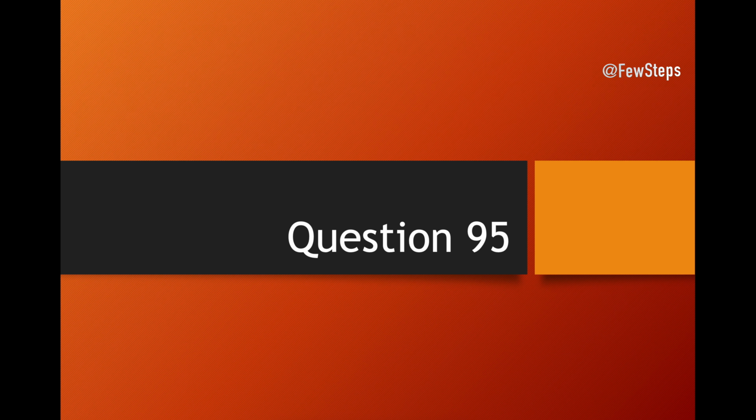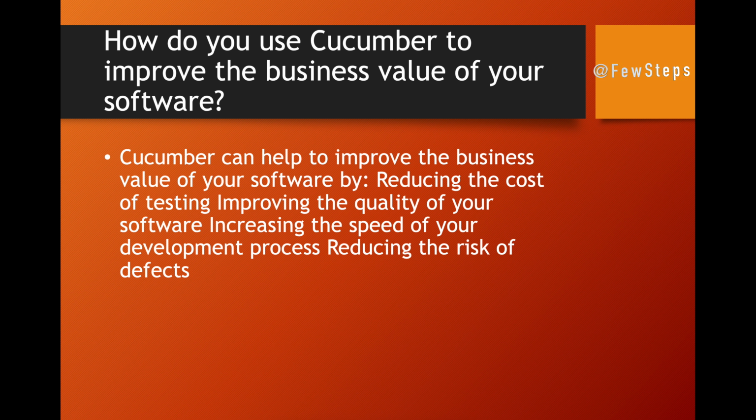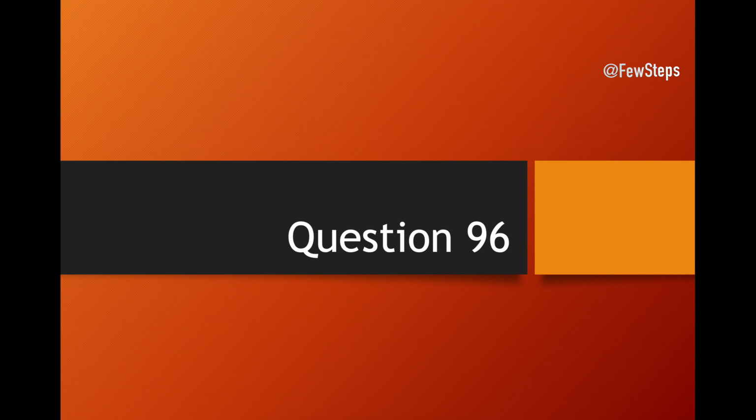Question 95. How do you use Cucumber to improve the business value of your software? Cucumber can help to improve the business value of your software by reducing the cost of testing, improving the quality of your software, increasing the speed of your development process, and reducing the risk of defects.